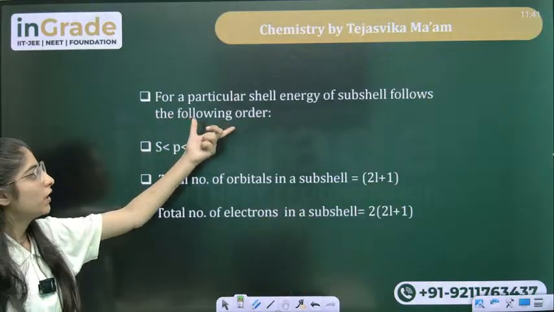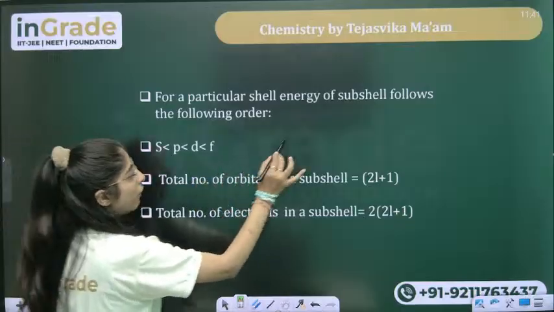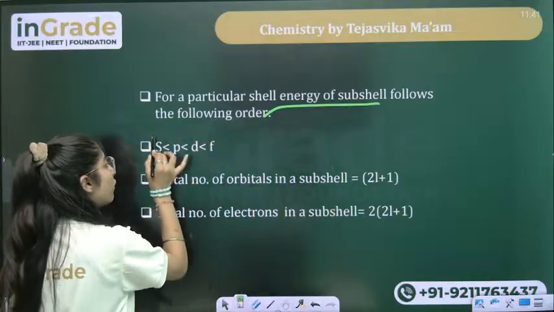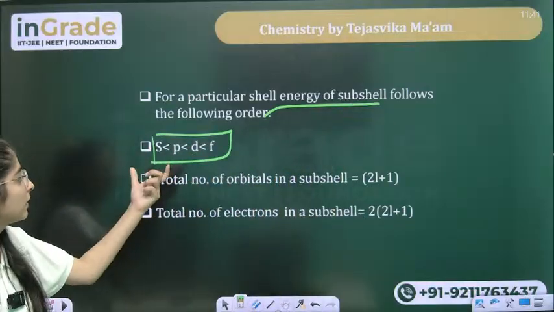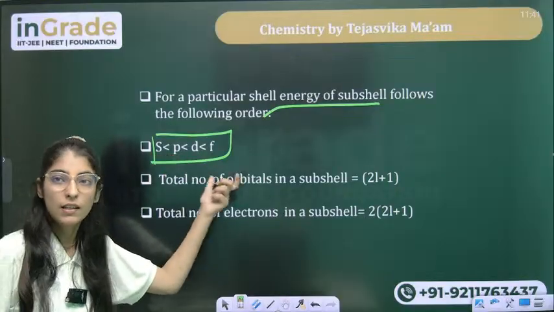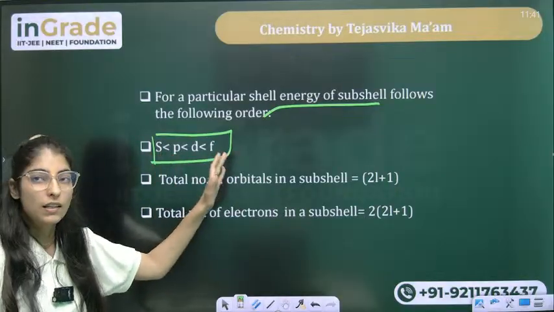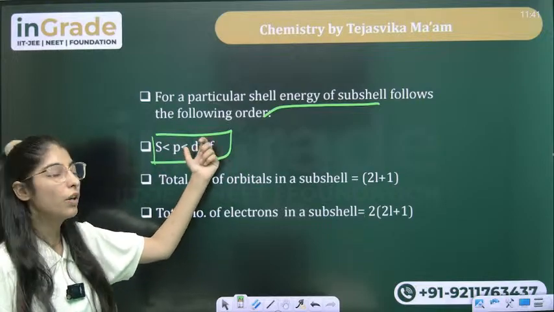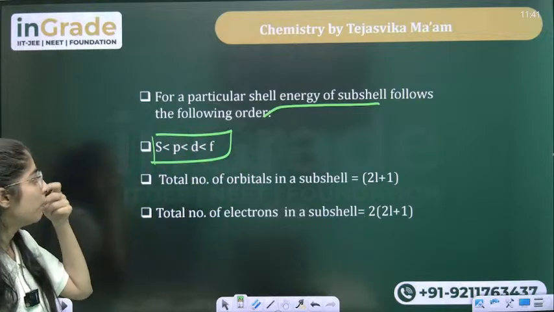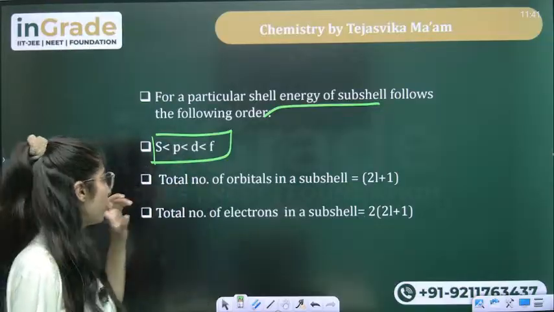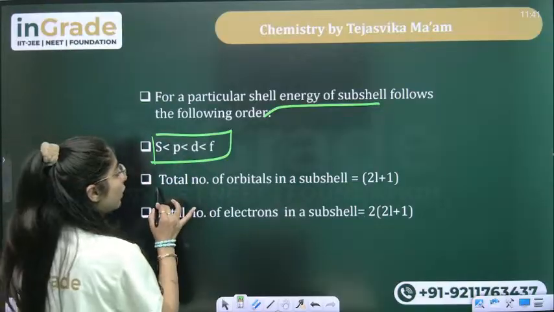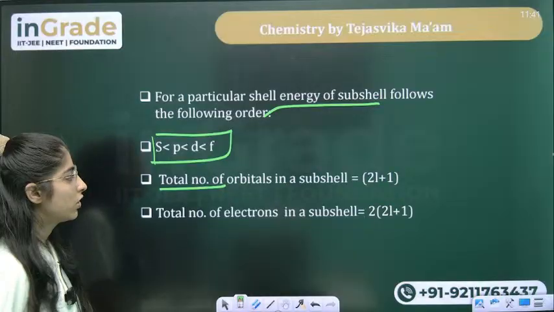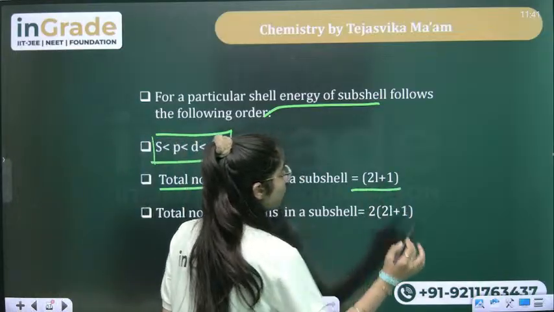For your azimuthal quantum number, the energy of the subshells will follow this order, which simply says that the energy of S is less than P, P is less than D, and the energy of D is going to be less than F. And what is the reason? Simply the reason behind is the shape. Next says that the total number of orbitals in a subshell is equals to 2L plus 1.